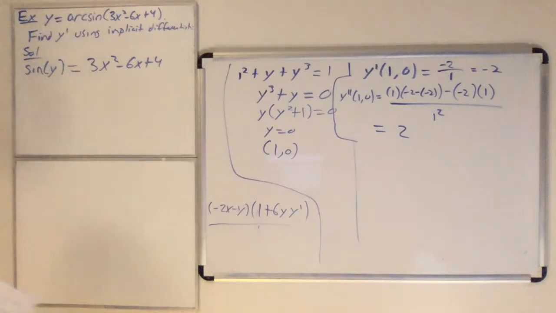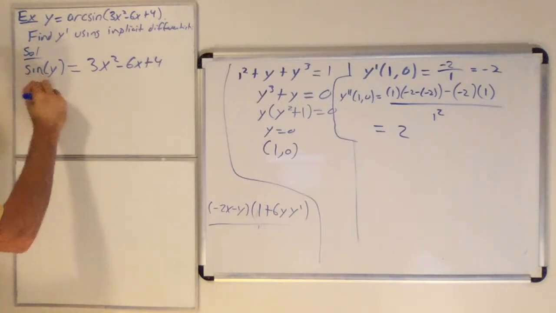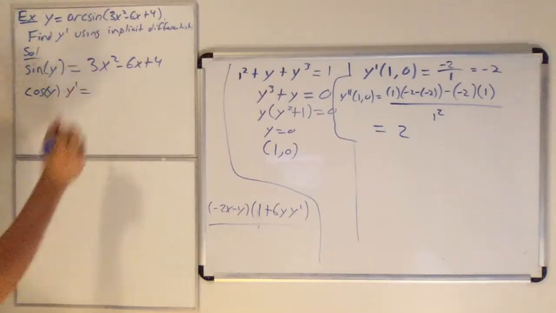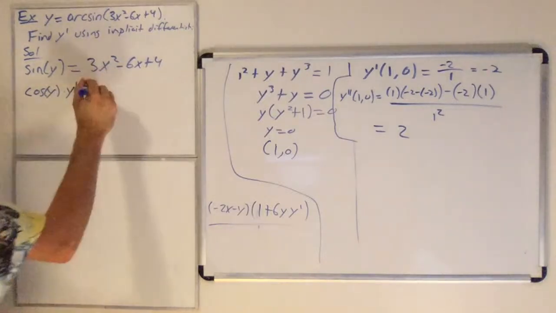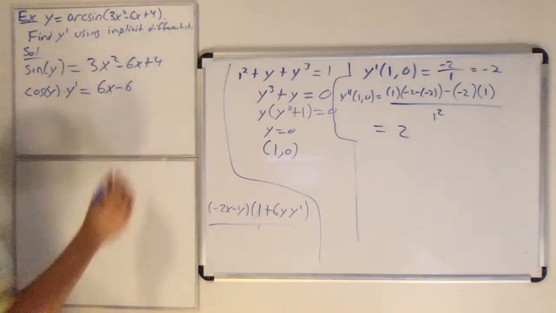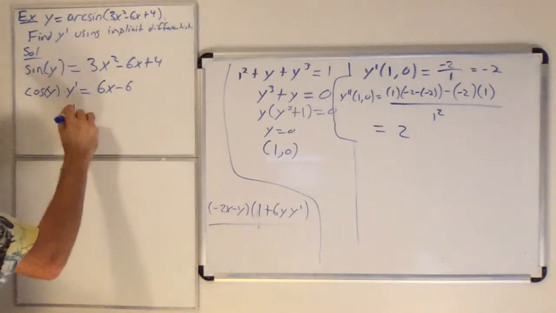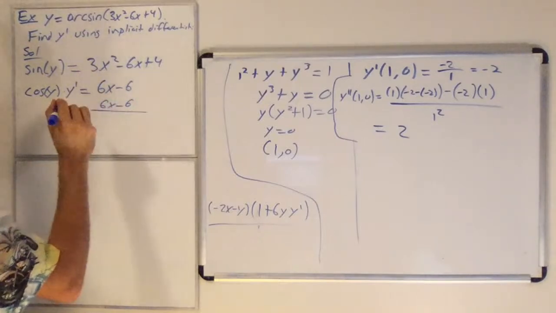So from here, we'll take the derivative of both sides. The derivative of sine of y is cosine of y times the derivative of the inside, which is y prime. And the derivative of the right-hand side is 6x minus 6. Okay, and so we get y prime is equal to (6x minus 6) over cosine of y.